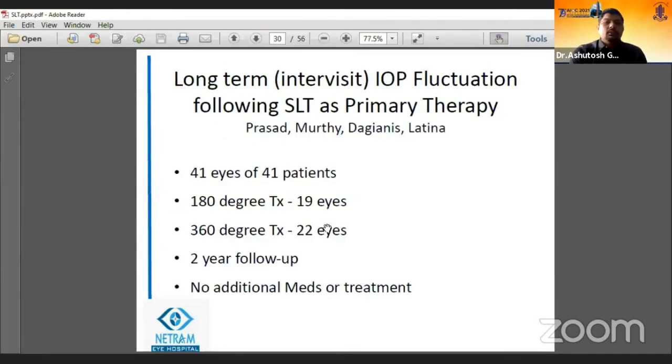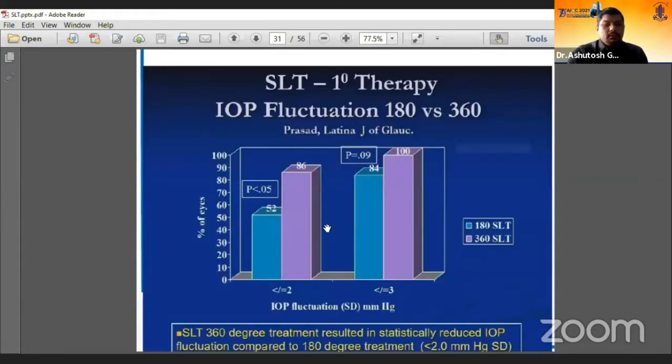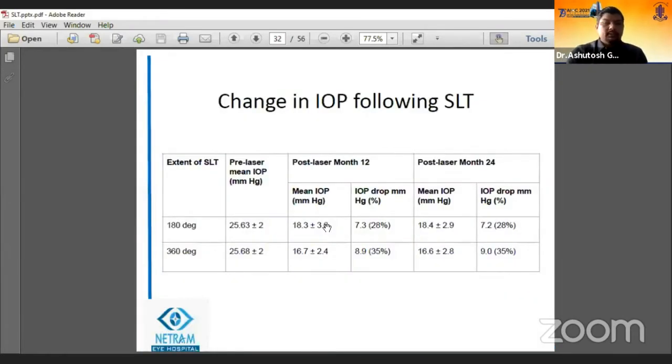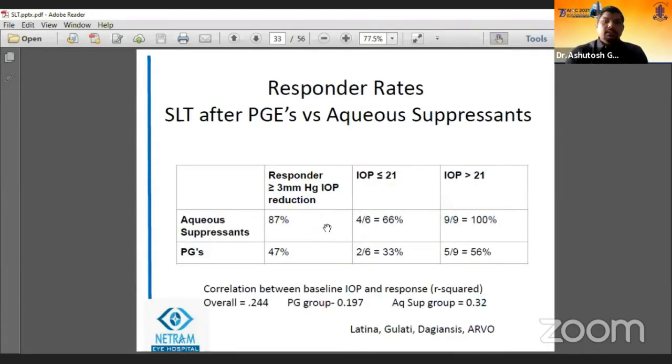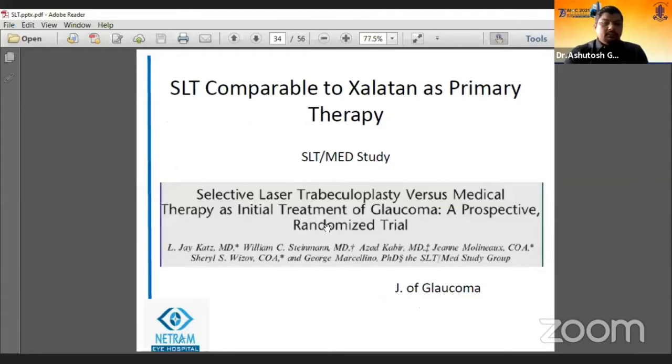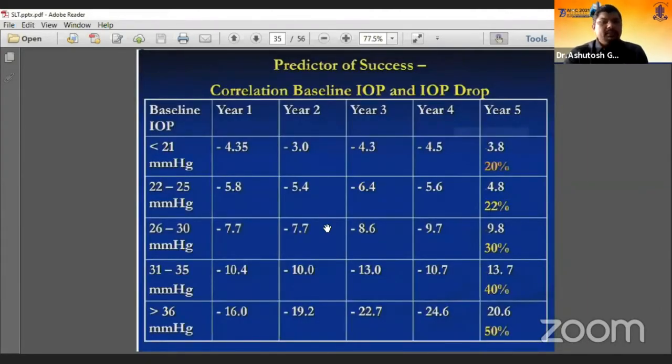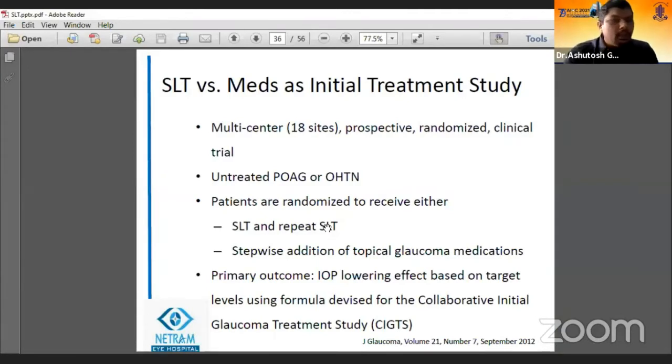One more long-term study by Prasad et al. compared 180-degree SLT versus 360-degree SLT, and 360-degree SLT showed statistically reduced fluctuation and better IOP control, with 2 millimeter more standard deviation. When SLT was performed on patients already on aqueous suppressants and PG analogs, SLT worked better with aqueous suppressants. One more study, published by Katz et al., compared PG analogs with primary SLT, and in the comparison both were similar. Both groups showed similar IOP reduction.